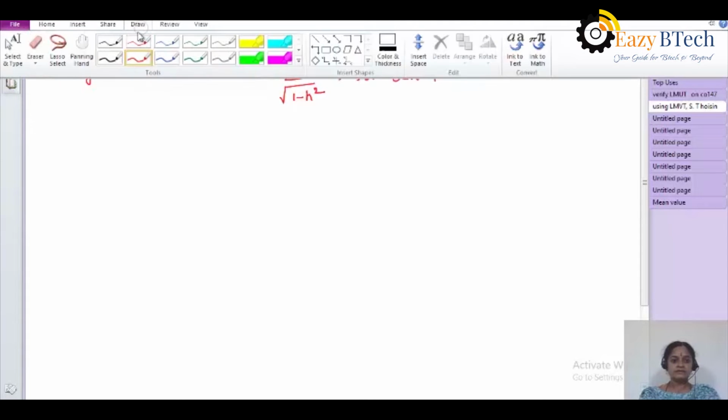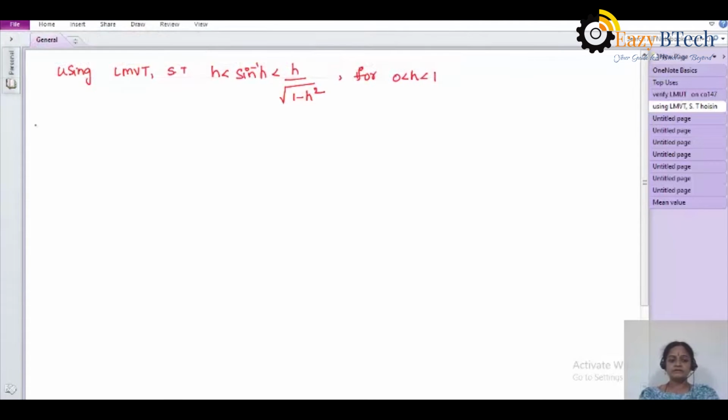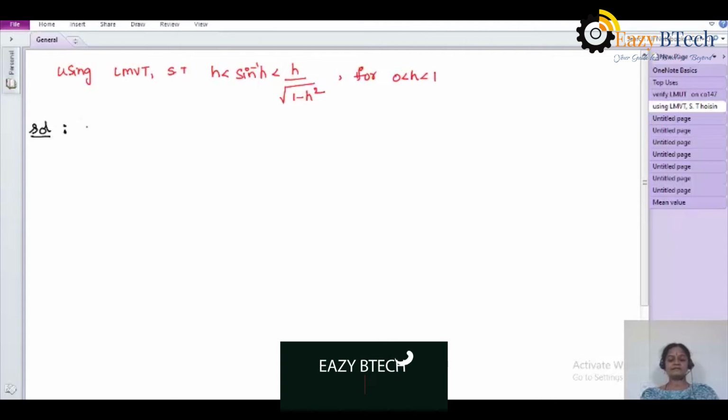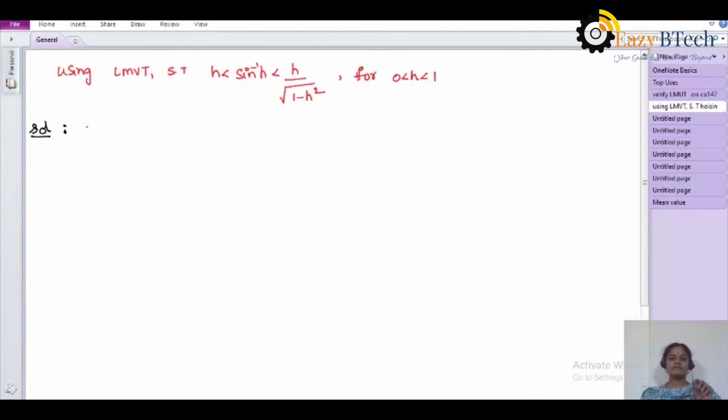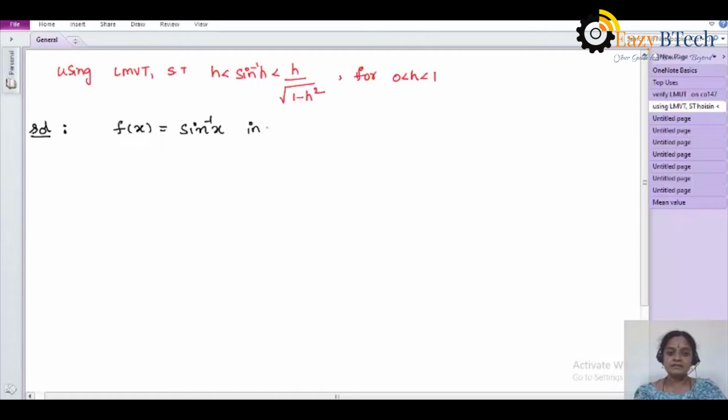Observe here, students, the question is not for verifying Lagrange's mean value theorem. The previous question was related to verifying it, but in this question verifying was not asked. Using Lagrange's mean value theorem only, we have to prove this statement: h is less than sin inverse h, which is less than h by root of 1 minus h square. For that purpose, first choosing the value of f of x: f of x is sin inverse x, within the interval 0, h given in the question.